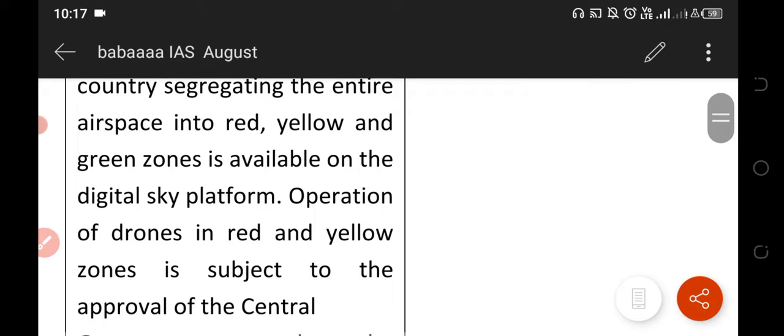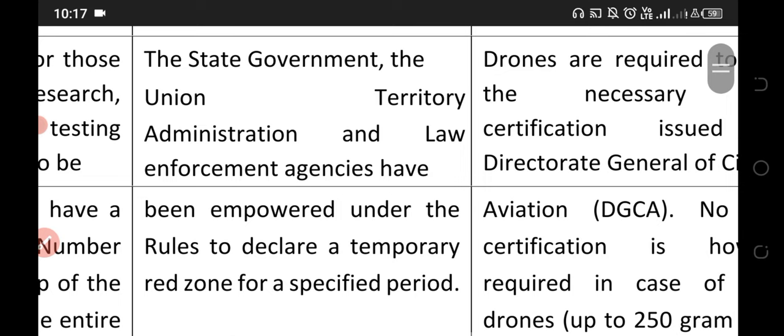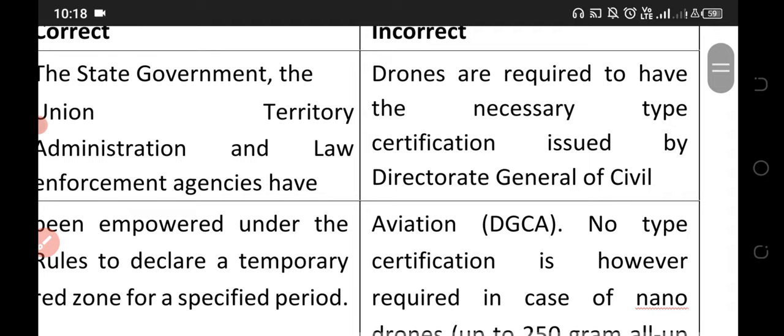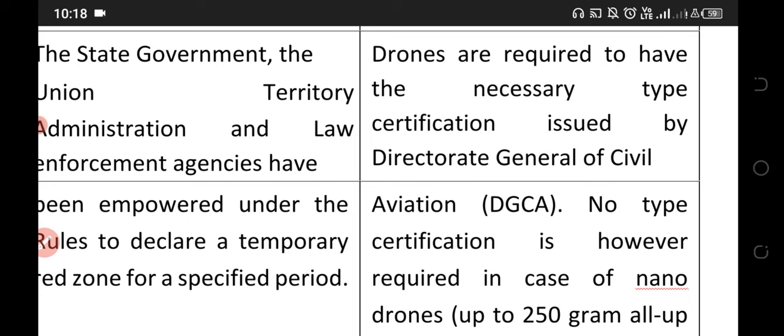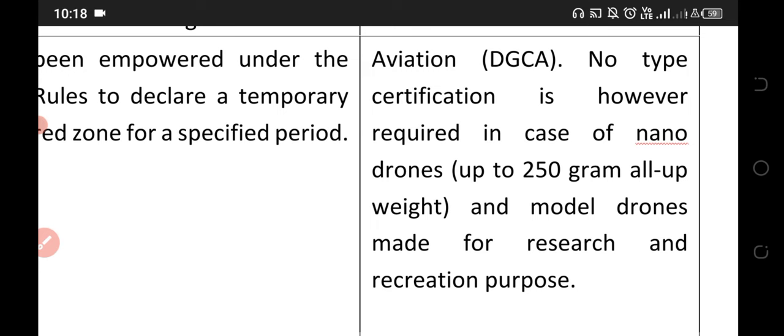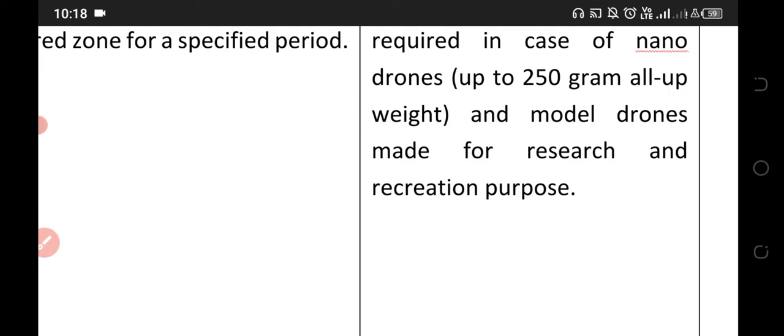The state government, Union Territory administration and law enforcement agencies have been empowered under the rules to declare a temporary red zone for a specified period. Drones are required to have a type certification issued by the Director General of Civil Aviation, DGCA. No type certification is, however, required in the case of nano drones, that is up to 250 grams, and all up weight and model drones for research and recreation purposes.